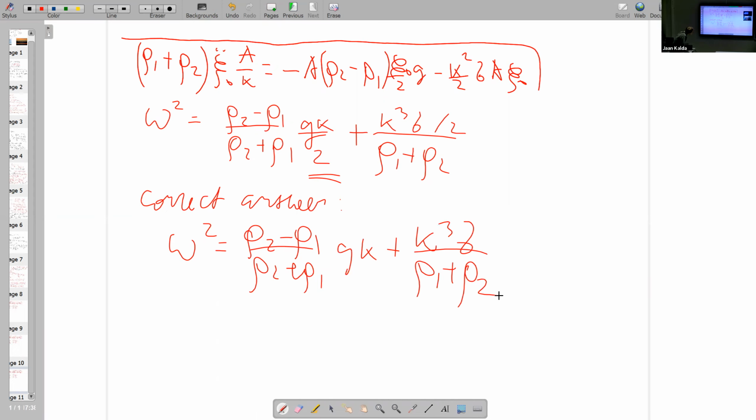And now let us have a look here. So if rho 2 is bigger than rho 1, then omega is always real. On the other hand, if rho 2 is smaller than rho 1, then the first term is negative. And now, for instance, if we have negligible surface tension, omega square becomes negative, so omega becomes complex, and we have instability. So this is called Rayleigh-Taylor instability. If omega square is smaller than 0, then we have Rayleigh-Taylor instability.